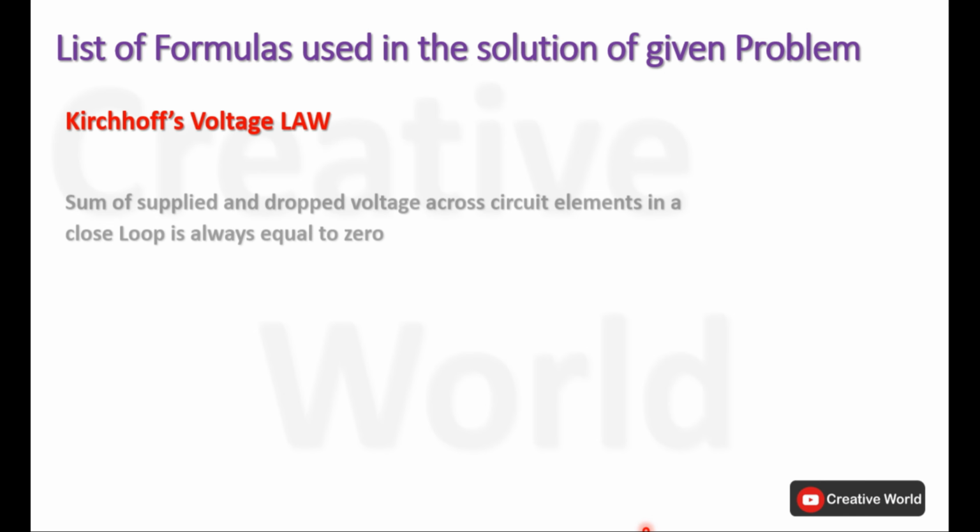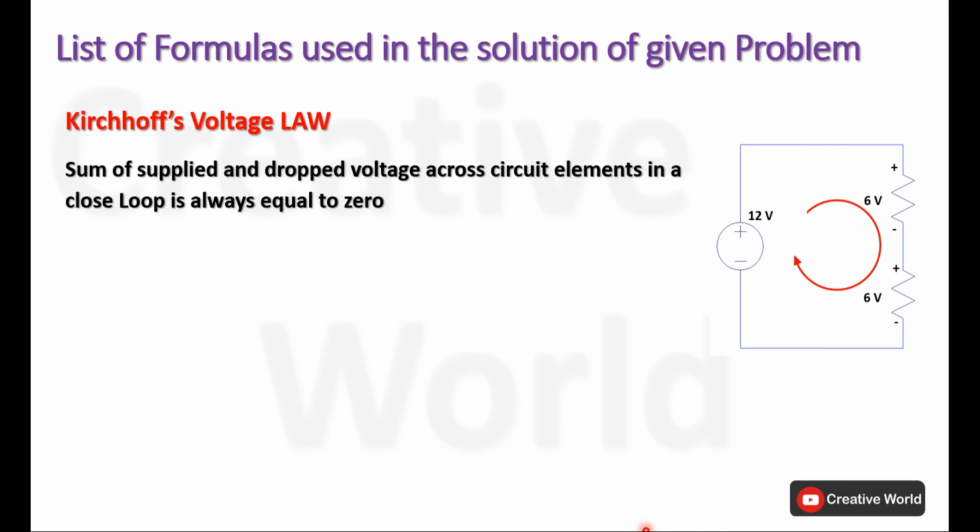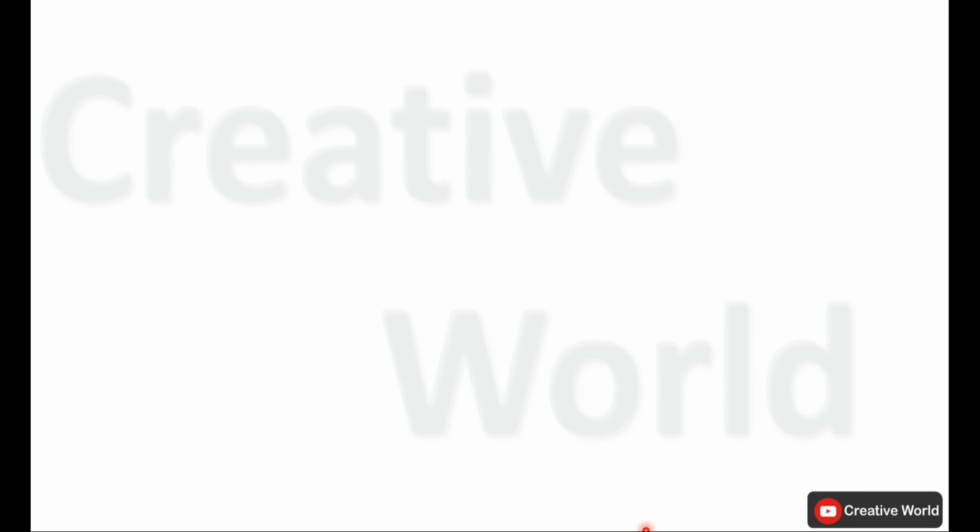While solving this problem, we will be using Kirchhoff's voltage law. This law states that the sum of supplied and dropped voltage across circuit elements in a closed loop is always equal to 0. According to this law, the cumulative supply and dropped voltage in a closed loop is always equal to 0. Now move towards the problem.